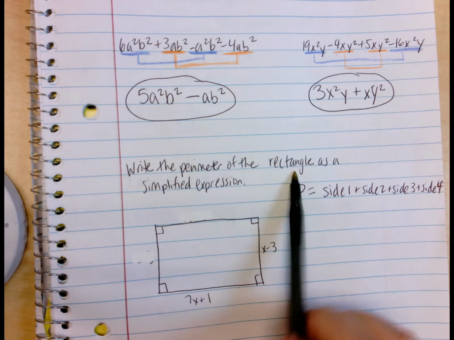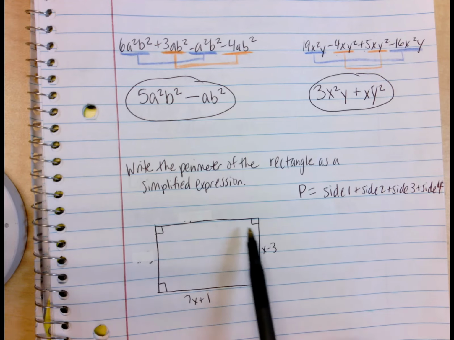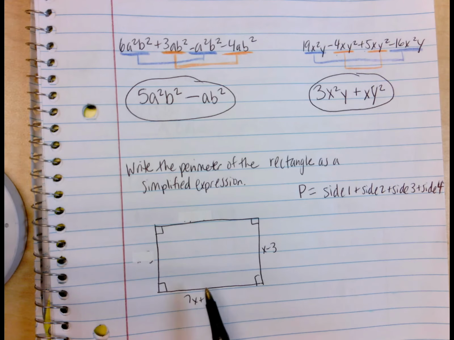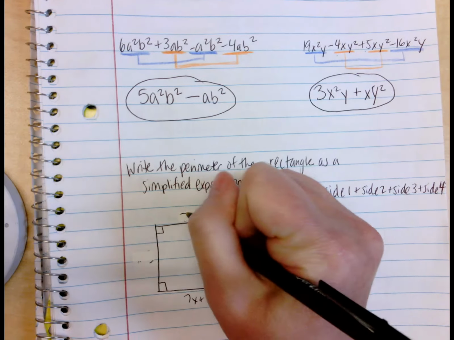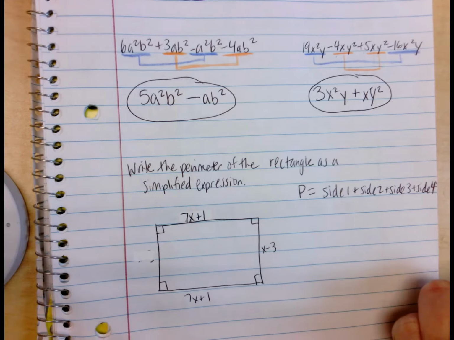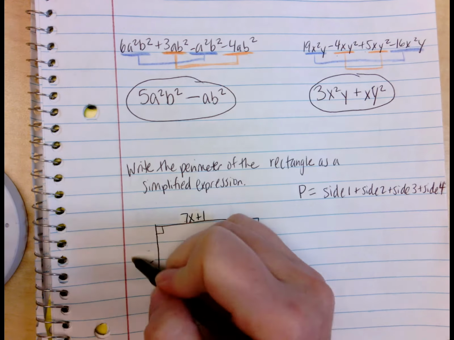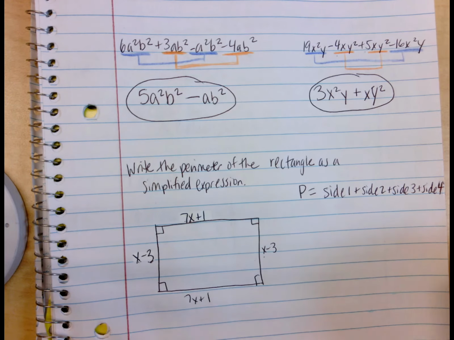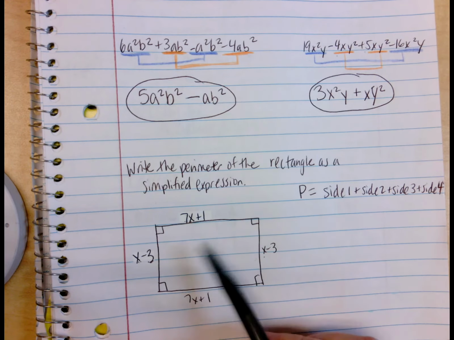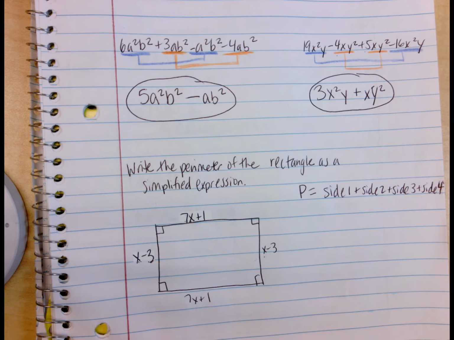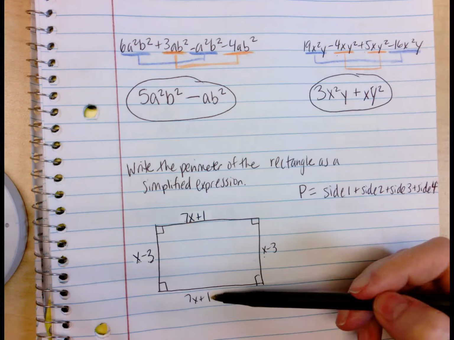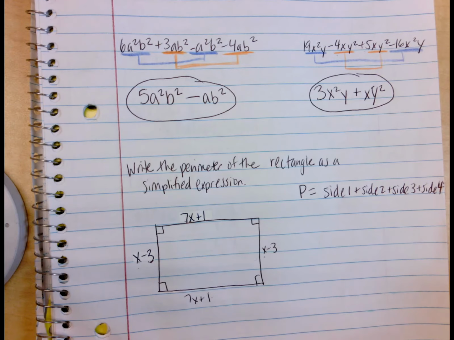Okay, remember that a rectangle has 90-degree angles. Okay, it also has 2 long sides that are the same length. So if this length is 7x plus 1, then this length must be 7x plus 1. And the other 2 sides are also the same length. So if this is x minus 3, then this must also be x minus 3. Okay, so even though they didn't give us all 4 sides, based on what we know about a rectangle, we know that the 2 opposite sides are equal, and then the other 2 opposite sides are also equal to each other.